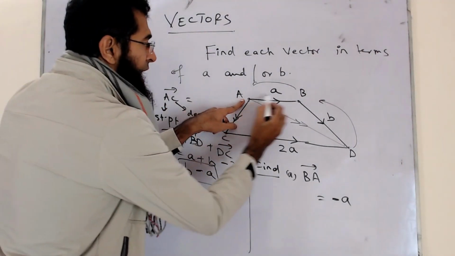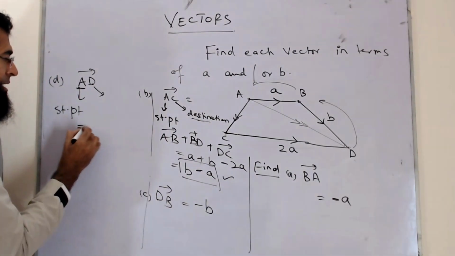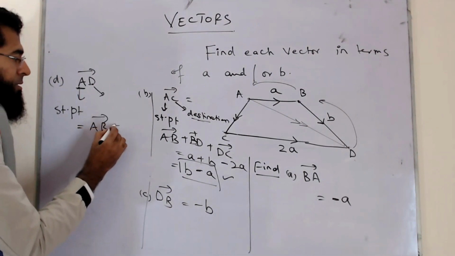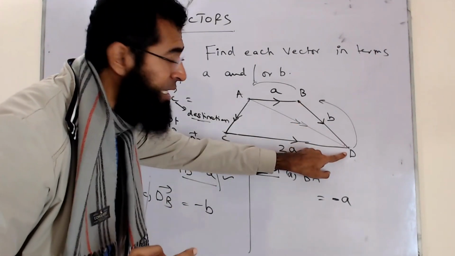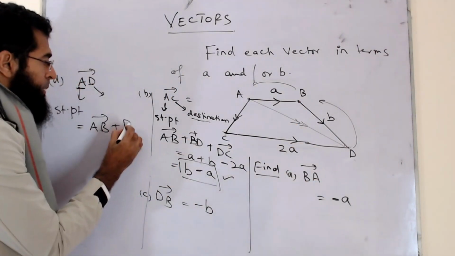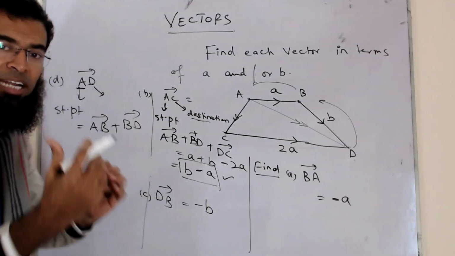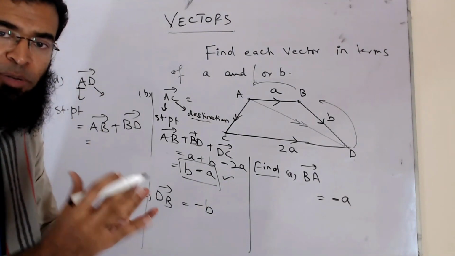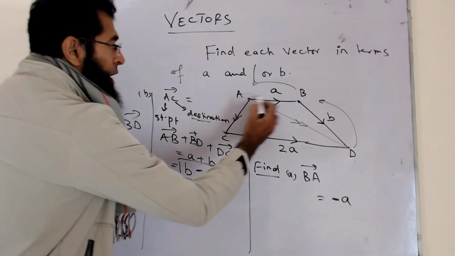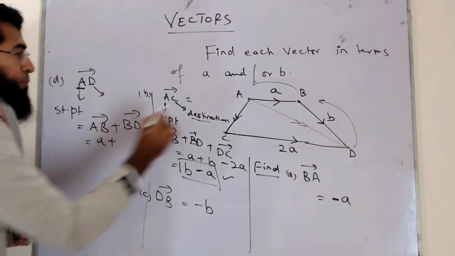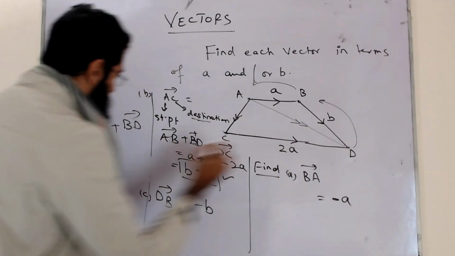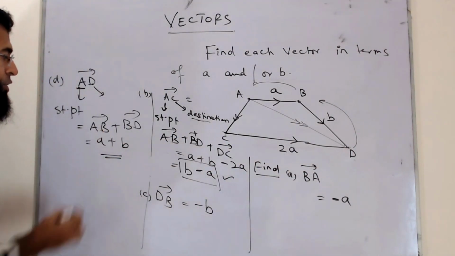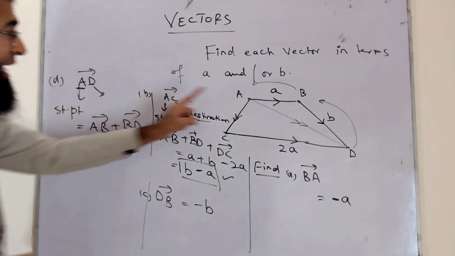So A to B, that would be my first vector. Let's write the path first. So A to B will be my first vector and then B to D. So this is my destination, plus B to D vector. So that is how you add vectors. I hope this is pretty simple. So what is A to B? This is positive A. Direction is also same. B to D, this is positive B, right? So that is the vector AB.